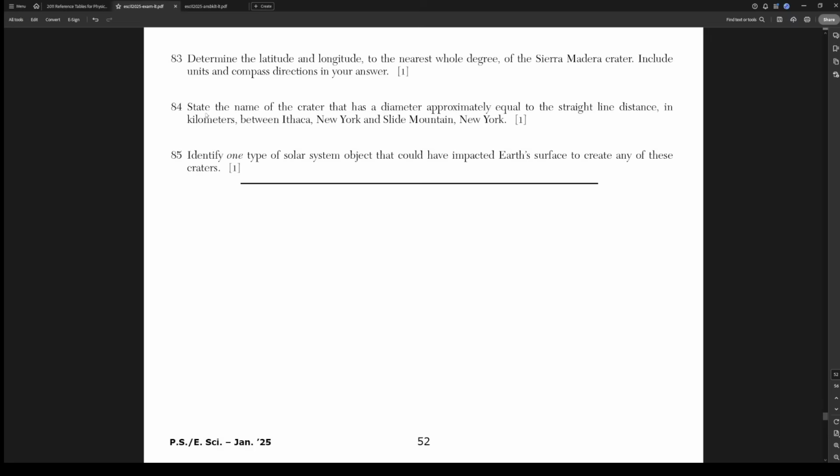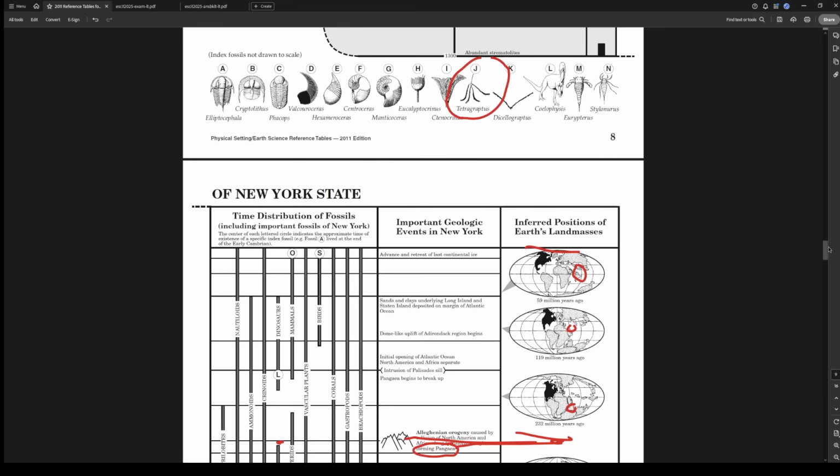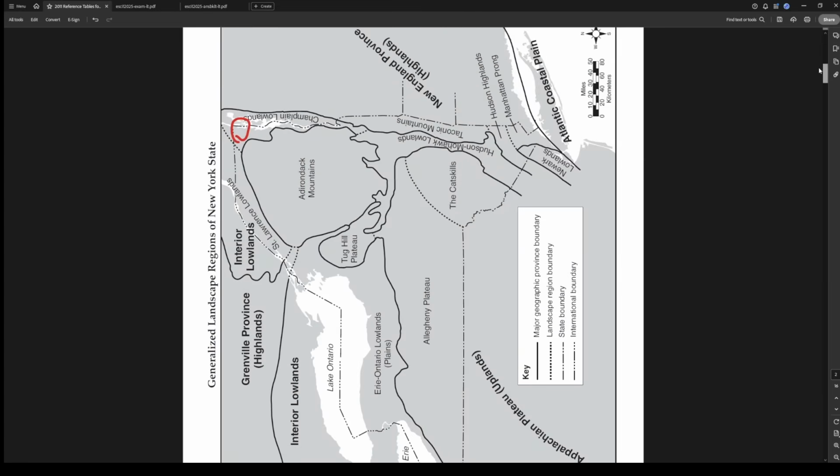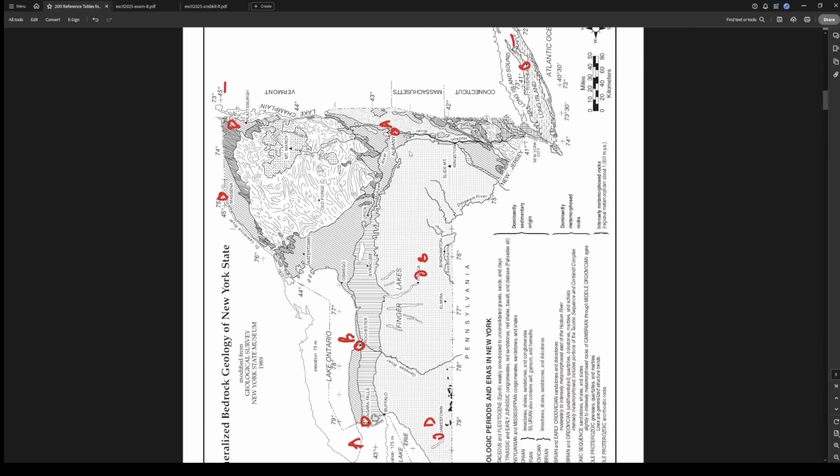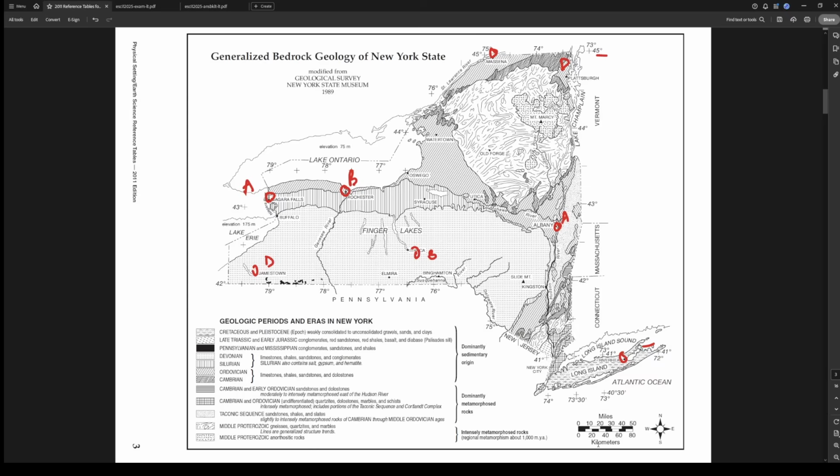84. State the name of the crater that has a diameter equal to the straight line distance in kilometers between Ithaca and Slide Mountain. Oh my gosh. Why, New York? Why? So we got to go Ithaca to Slide Mountain. We got to rotate this. This is terrible. You got to use this scale down here. And we got to go from Ithaca, which is here, to Slide Mountain. Where is Slide Mountain?